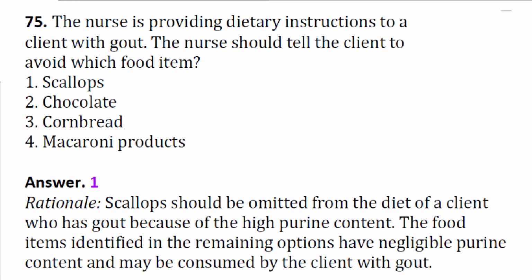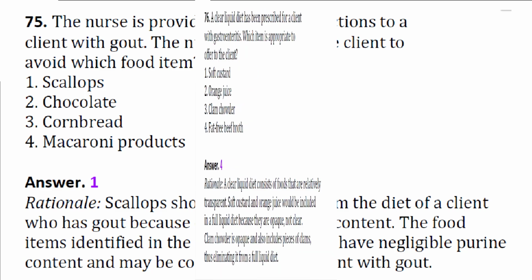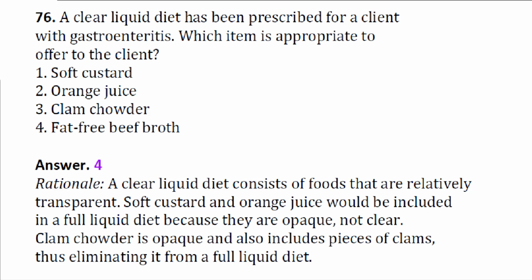75. The nurse is providing dietary instructions to a client with gout. The nurse should tell the client to avoid which food item? 1. Scallops. 2. Chocolate. 3. Cornbread. 4. Macaroni products. Answer: 1. Rationale: Scallops should be omitted from the diet of a client who has gout because of the high purine content. The food items identified in the remaining options have negligible purine content and may be consumed by the client with gout.